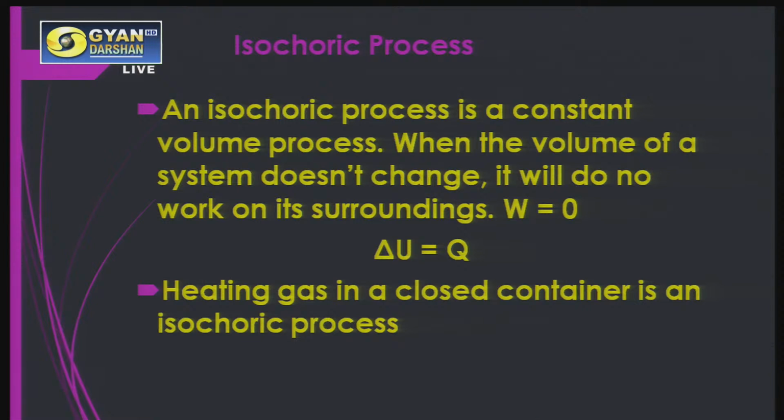Then comes the isochoric process. In an isochoric process, as we have discussed, we have constant volume. So when we talk about W, it is PdV, always pressure into displacement, and displacement is change in volume. Here, as volume is constant, dV will be 0. If dV is 0, that means P into dV is 0. So W will be 0, and then delta U will be equal to Q.